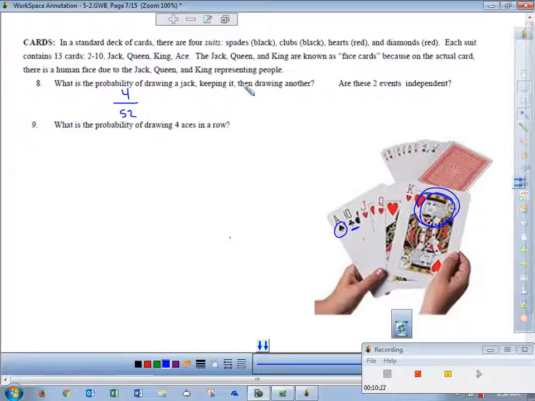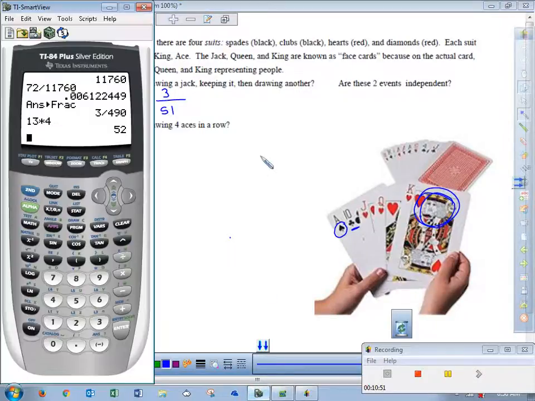We'll also go ahead and say that there are no jokers in this deck because they would have mentioned it. They need to mention the fine details. If they don't mention it, then it's probably not there. So we drew that jack, then we kept it, and we drew another one. So now there's only 3 jacks left in the deck, and there's only 51 cards.